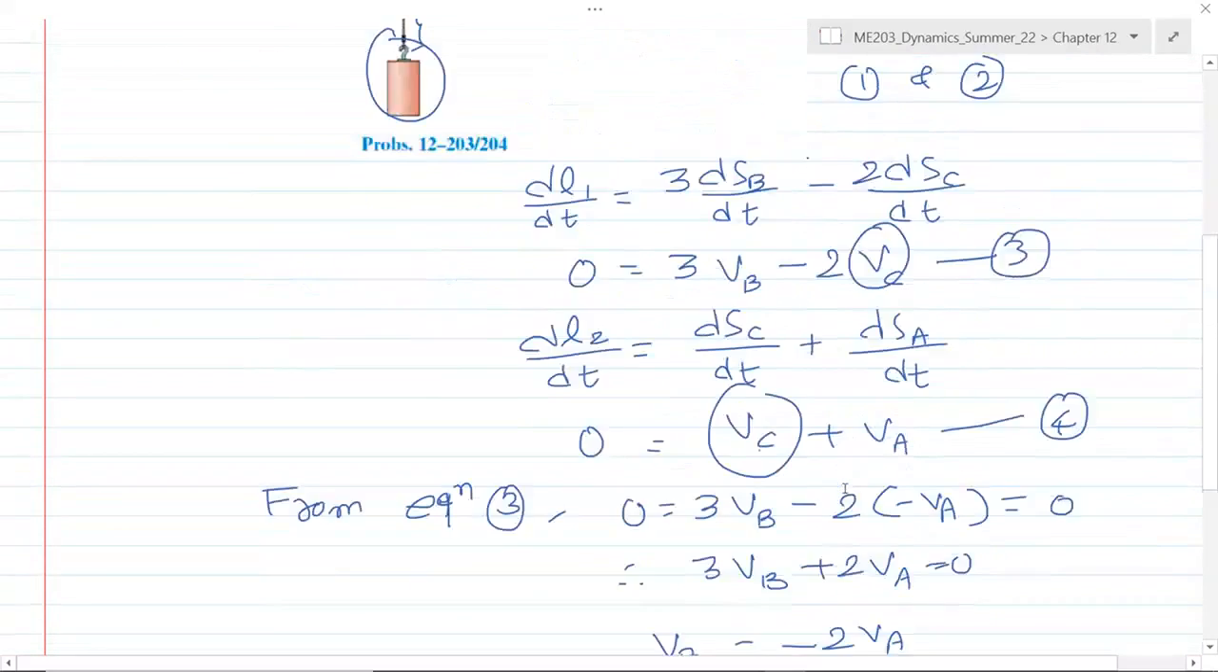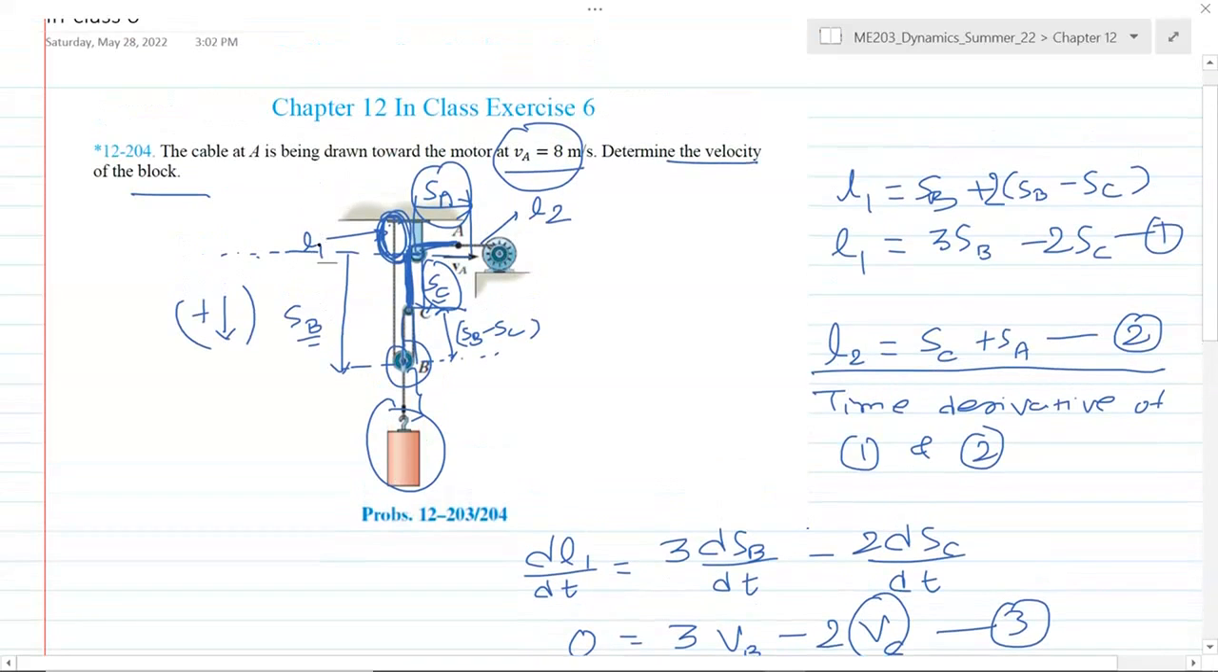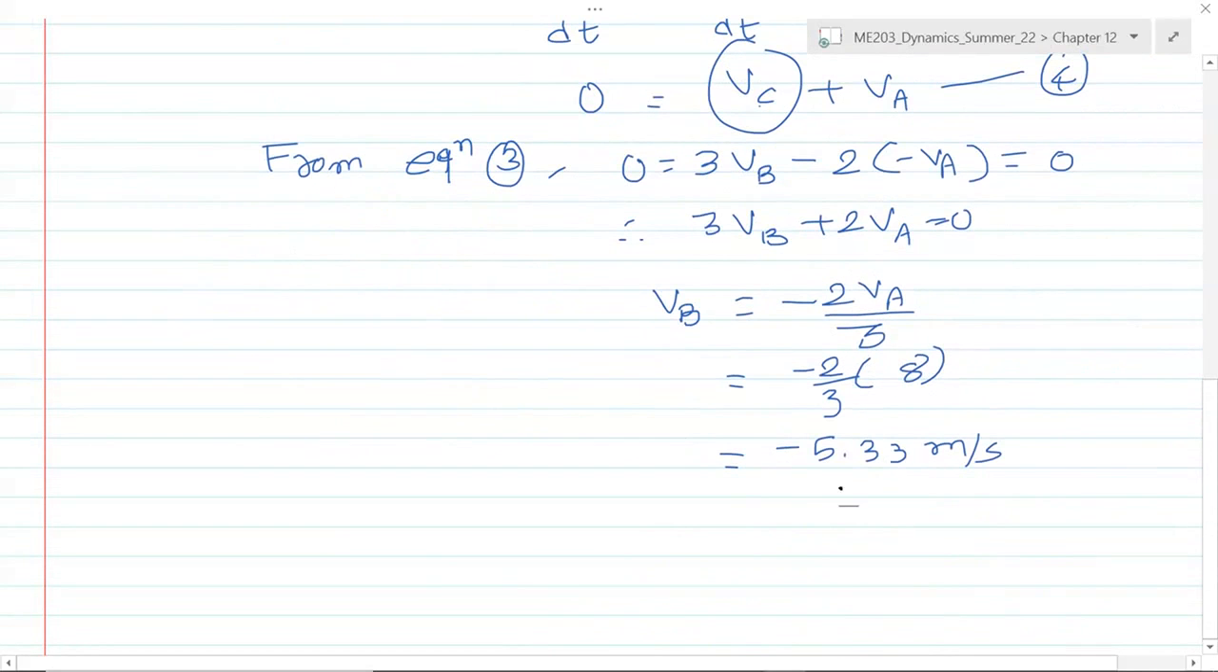Now, why do we get the negative value for velocity of the block? Is because the positive direction is defined going down, but when the cord goes towards right, when the motor pulls the cord, the block actually moves up. It moves up means it moves in the opposite direction of its positive direction. That's why we get the negative sign. If this number was positive, that means block goes down, and the number is negative, that means block goes up. Okay, thank you.